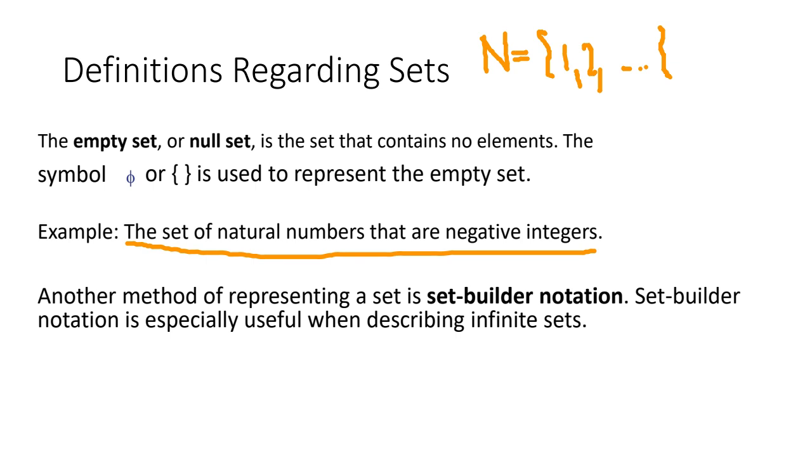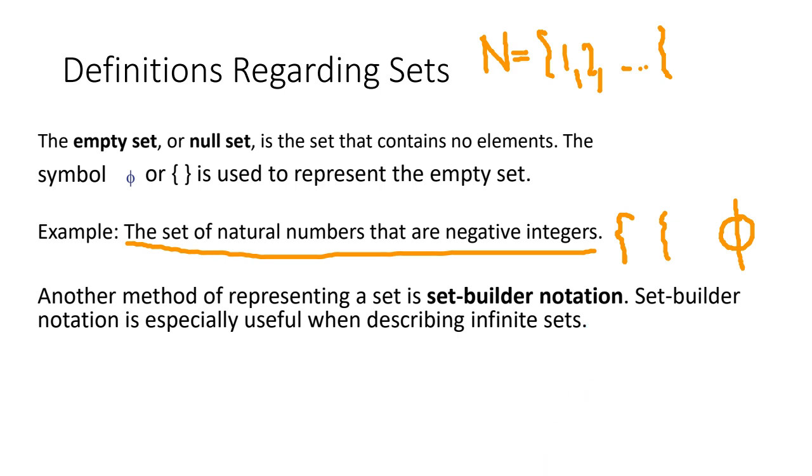Well, then there's no such thing. So my answer would just be an empty braces, or you can draw your circle with the line through it, because there's no negative natural numbers, okay? So earlier, when we began this presentation, I gave you a picture of the set builder notation.